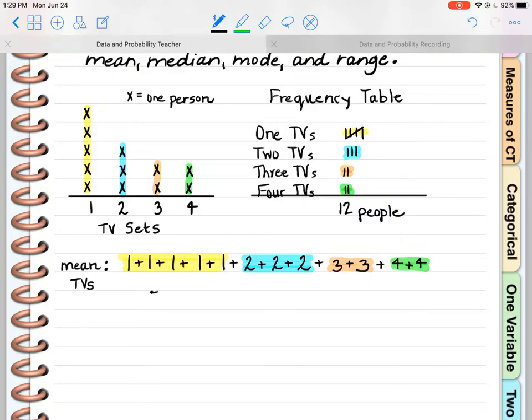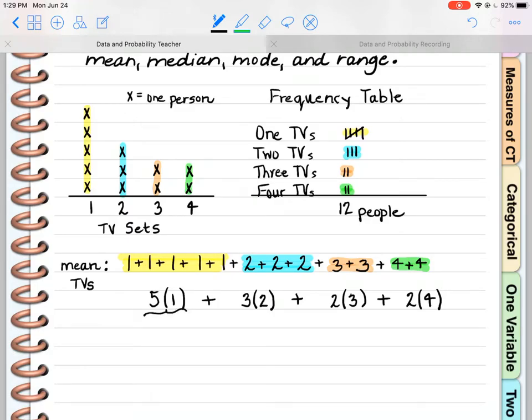There were 5 people that said they have 1 TV. There were 3 people who said they have 2 TVs. There were 2 people who said they have 3 TVs. And there were 2 people who said they have 4 TVs. So we can add this up and get a much shorter problem.